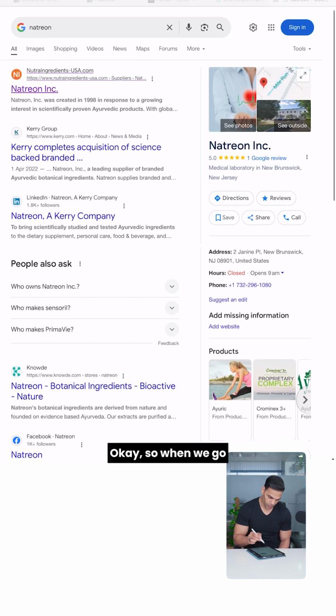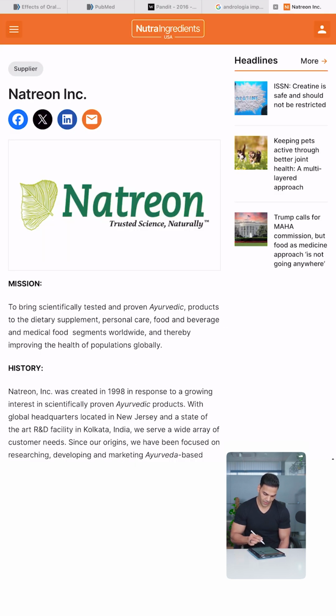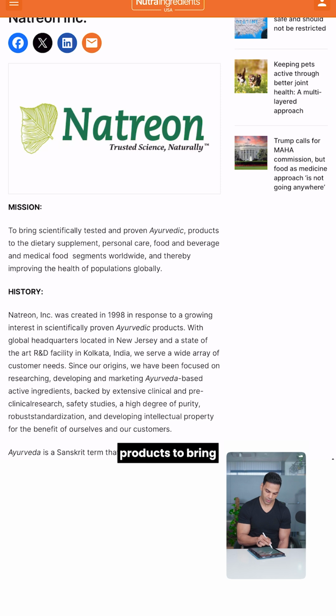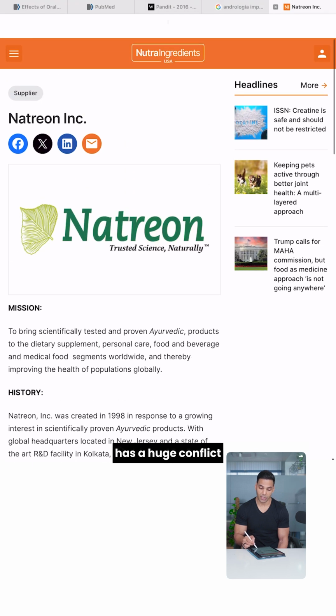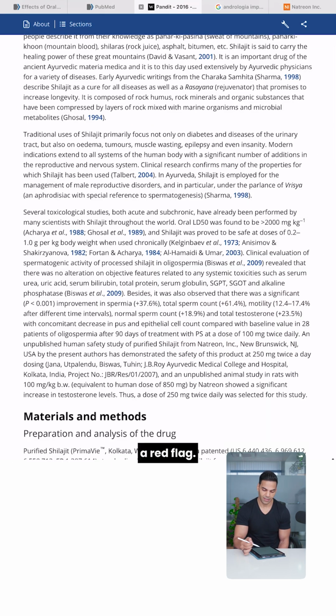Okay, so when we go to Natreon, it turns out that Natreon is actually a company that sells Ayurvedic products, to bring scientifically tested and proven Ayurvedic products to the dietary supplement and personal care market. So this company has a huge conflict of interest, right? So the study has a red flag. It's being funded by a company that makes shilajit, holds patents on shilajit, and sells shilajit. So it is in their best interest to make sure that the study has a favorable outcome, right?